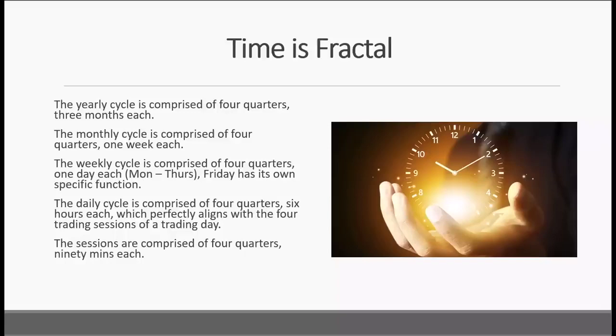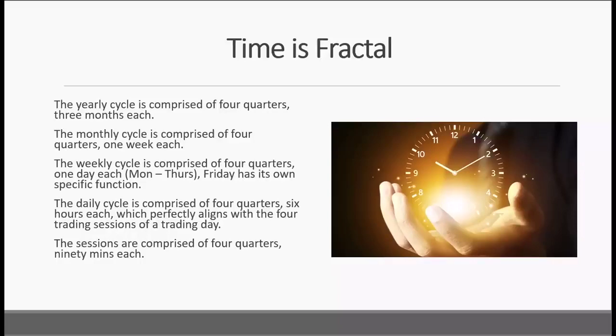The weekly cycle is comprised of 4 quarters, 1 day each. Monday is the first quarter, Tuesday is the second quarter, Wednesday is the third quarter, and Thursday is the fourth quarter. Friday is not included into the weekly cycle due to the fact that it has its own specific function. The daily cycle is comprised of 4 quarters, 6 hours each, which perfectly aligns with the 4 trading sessions of a trading day. The first quarter is the Asian session, the second quarter is the London session, the third quarter is the New York session, and the fourth quarter is the afternoon session.